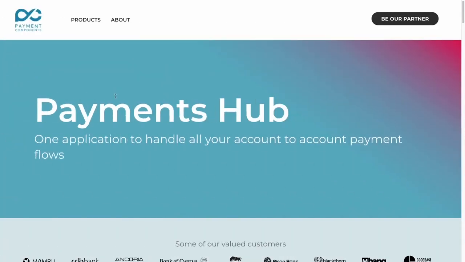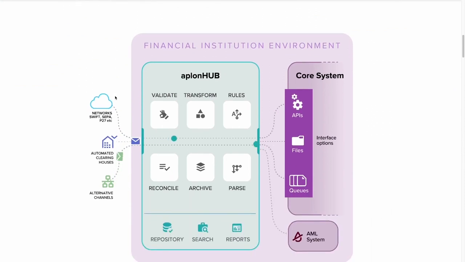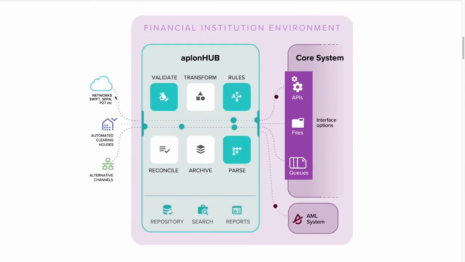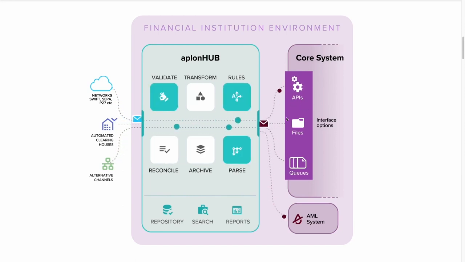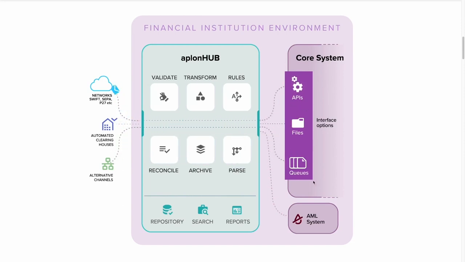Let's go to Payment Components website. Here's a useful diagram I want to show you. Here on the left side, you can see the connection with the networks Swift, SEPA, etc. with automated clearing houses and with alternative channels such as correspondent banks. On the right, you can see that aplonHUB is very versatile. It can communicate with the core system in various ways, with API, with files and MQ series. AML connection with third parties is supported as well.